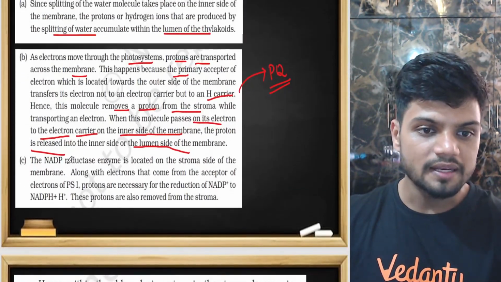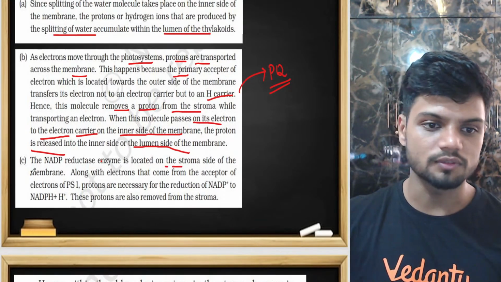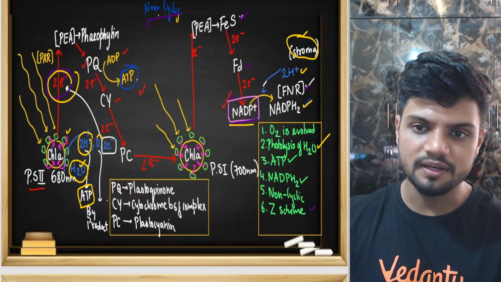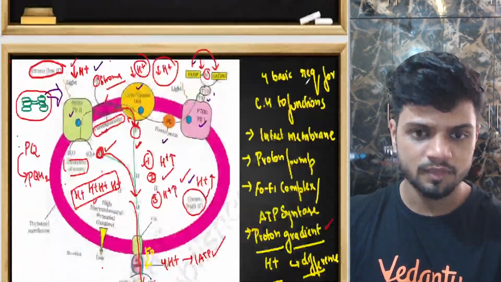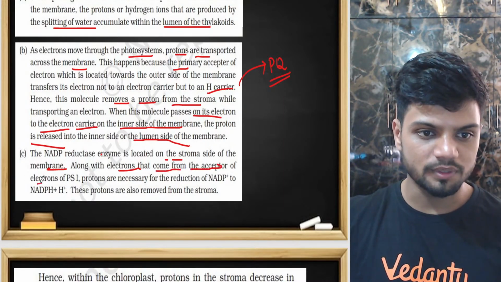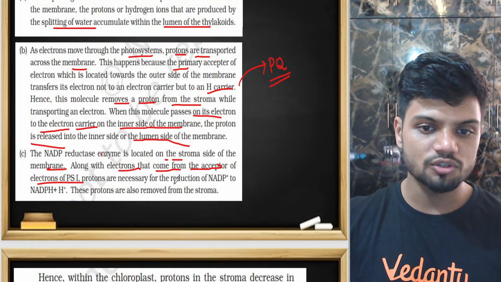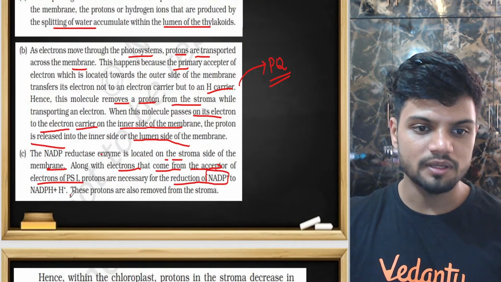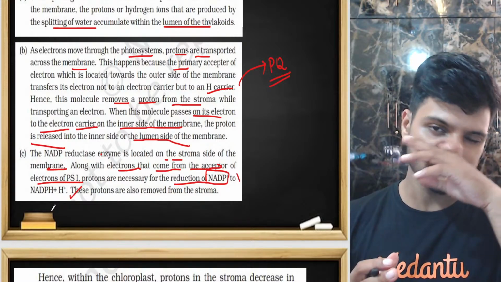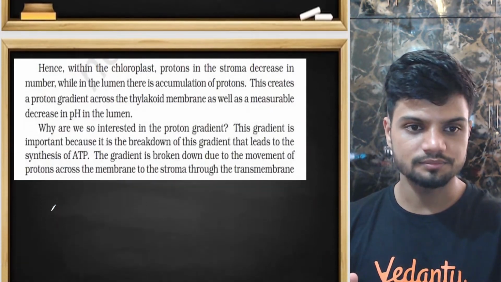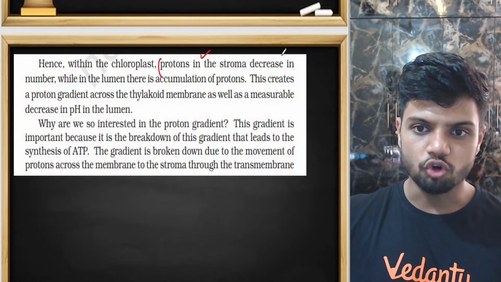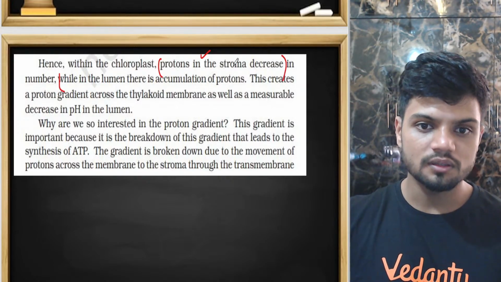The third one: the NADP+ reductase enzyme is located on the stroma side of the membrane. All of you know that. The NADP+ reductase enzyme, the FNR enzyme. Can you see? Along with the electrons that come from the acceptor of PS1, protons are necessary for the reduction of NADP+ to NADPH. So in this conversion, what is happening? In this reduction of NADP+, one H+ is being used up from the stroma. Hence, within the chloroplast, protons in the stroma decrease. Very important line: in the stroma it is decreasing, while in the lumen there is accumulation of protons.